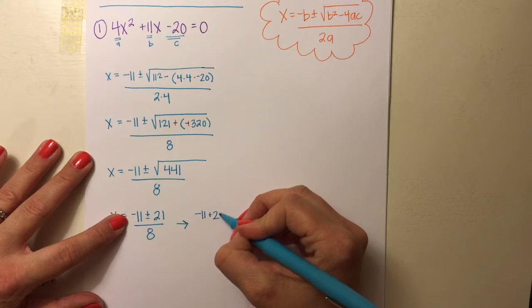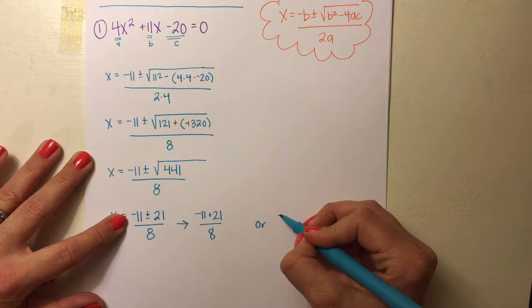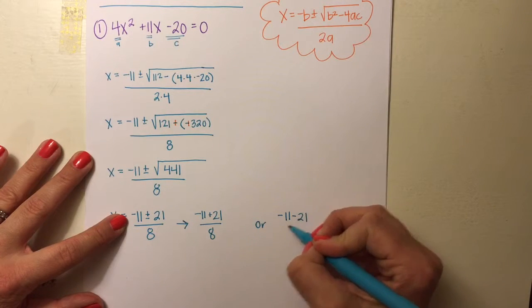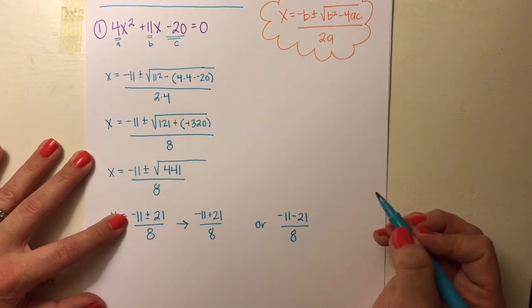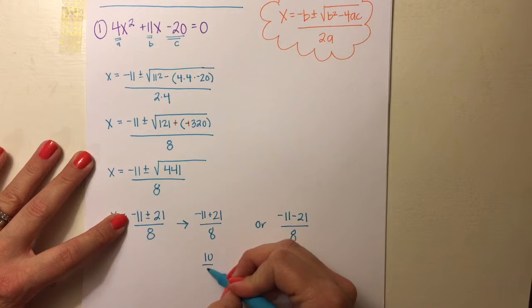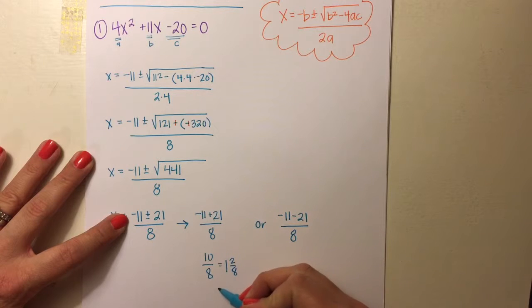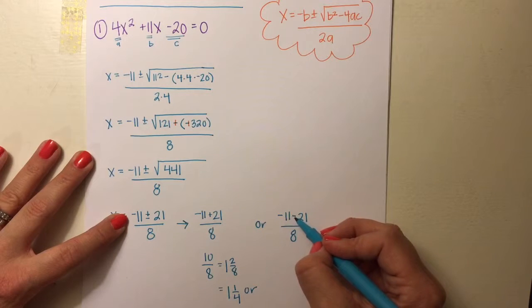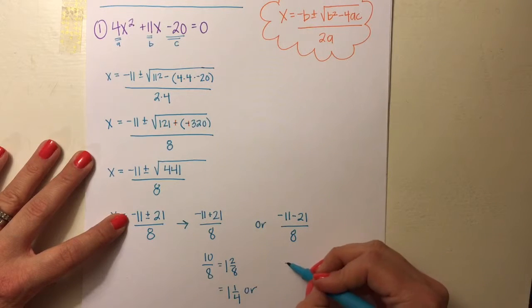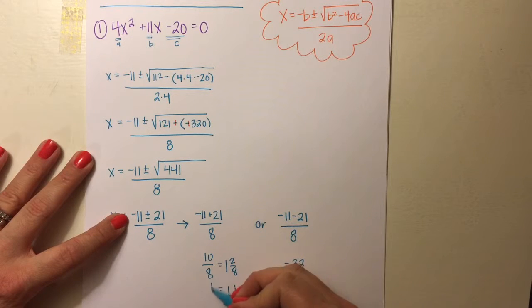Negative 11 plus 21 over 8 could be 1, or negative 11 minus 21 over 8. Make sure y'all can see that. Okay, good. So negative 11 plus 21 gives me 10 over 8. 8 goes into 10 one time with 2 left over, so that's the same thing as 1 1/4. Or negative 11 minus 21 is negative 32 over 8, which is negative 4. So those are my two answers. 1 1/4 and negative 4.